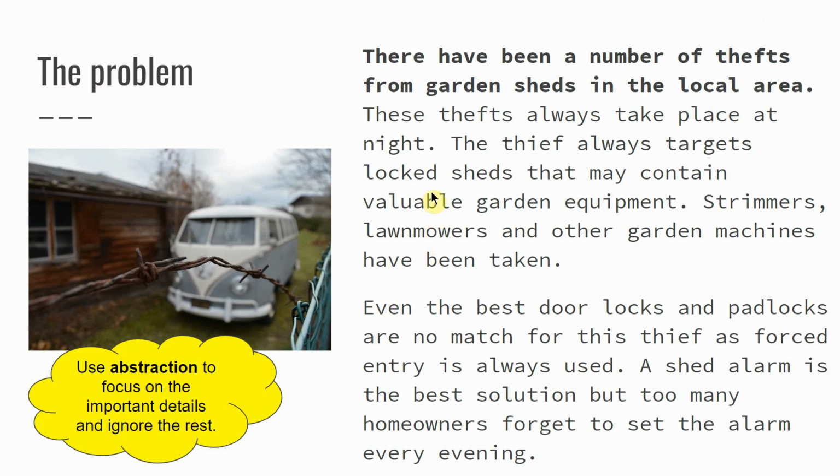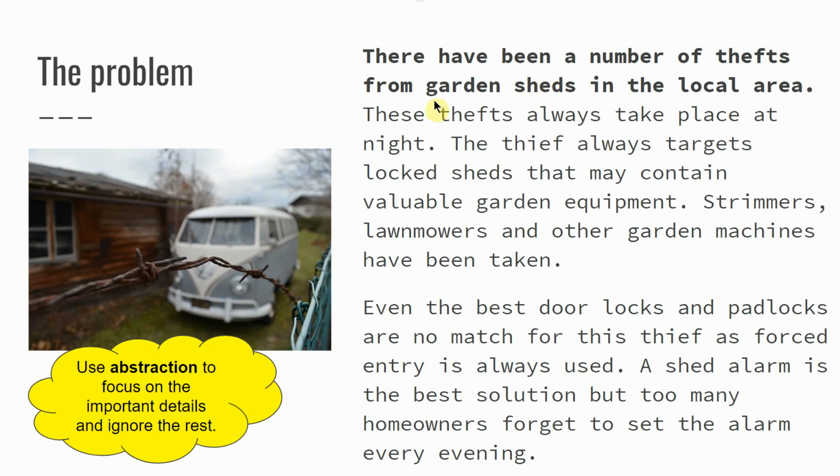And so we need to identify a problem. Whether it's A-level or GCSE, you need to identify a problem, something you're going to solve. The problem that I've got here is there have been a number of thefts from garden sheds in the local area. So there's a problem. Now, the problem that you identify might be something completely different. It might be something along the lines of, let's say you find the lighting along the side of your house to be inadequate, or you frequently oversleep in the morning, or whatever.